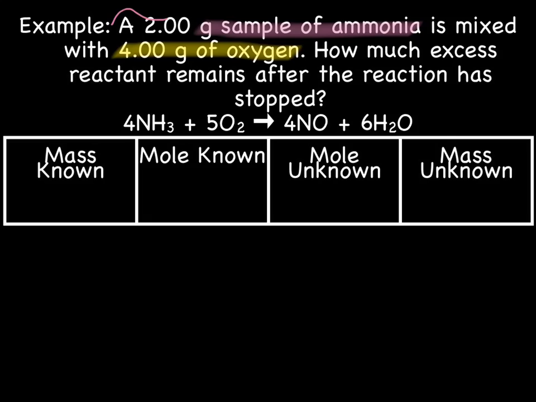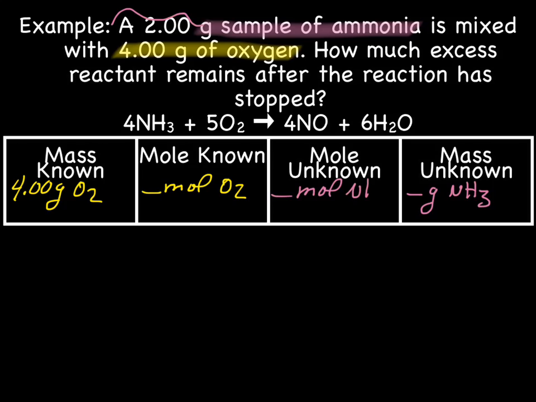Our unknown is going to be grams of ammonia. Not 2 grams, but just grams of ammonia. Because if we use 2 grams, then we don't have an X, and what we're trying to do is figure out how much ammonia was actually used with the 4 grams of oxygen. We're also going to need to go through moles of oxygen and moles of ammonia.